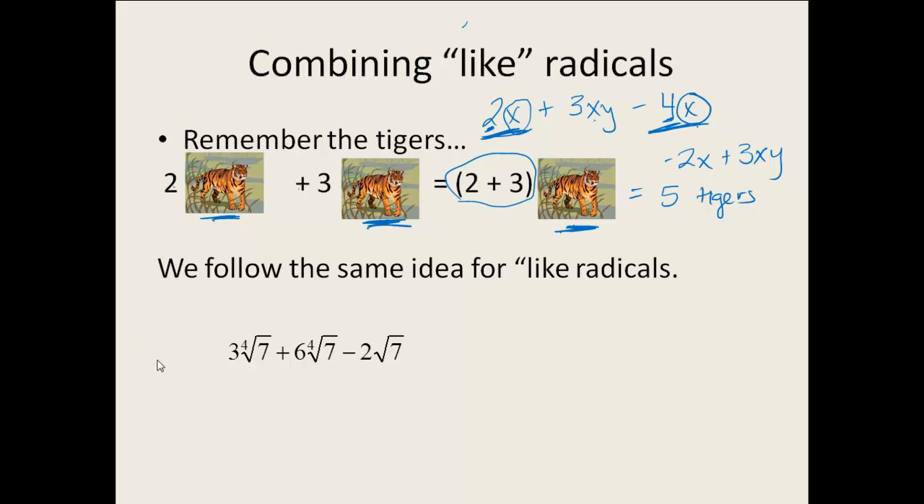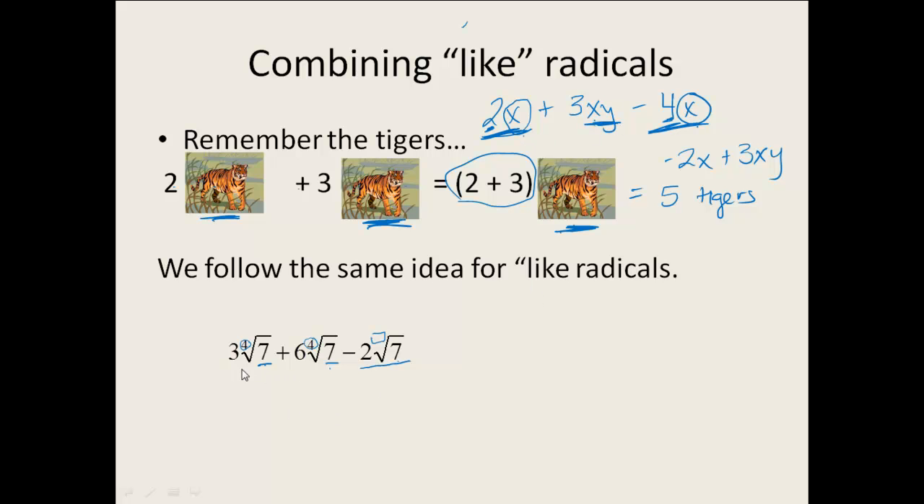So if we come down here to this example, I have 3 fourth roots of 7 plus 6 fourth roots of 7 and then minus 2 square roots of 7. First thing you have to do is identify which ones are like radicals. In order to be like radicals, you have to have the same index and the same base. So these first two are like radicals because they're both fourth roots and they're both a base of 7. This last one does not combine with anything because it's missing the fourth root. It has the same base, but it's a square root, so it's not the same thing. It's kind of like having an xy instead of just an x.